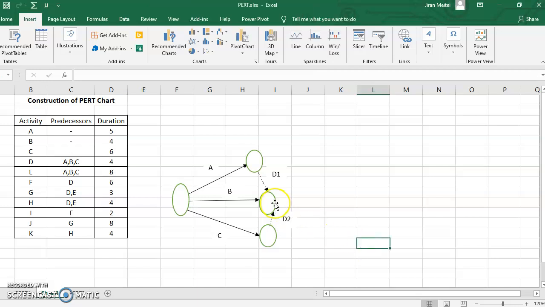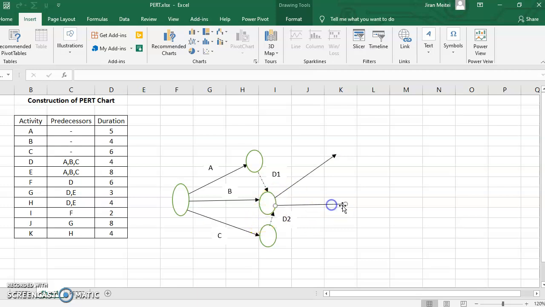Now, the three activities are completed. A, B, C are completed at this point because the arrows are directed from A and C. Now, at this point, you are in a position to start D and E simultaneously. So let me start D and E. Let me say one is going this side and the other is going this side.